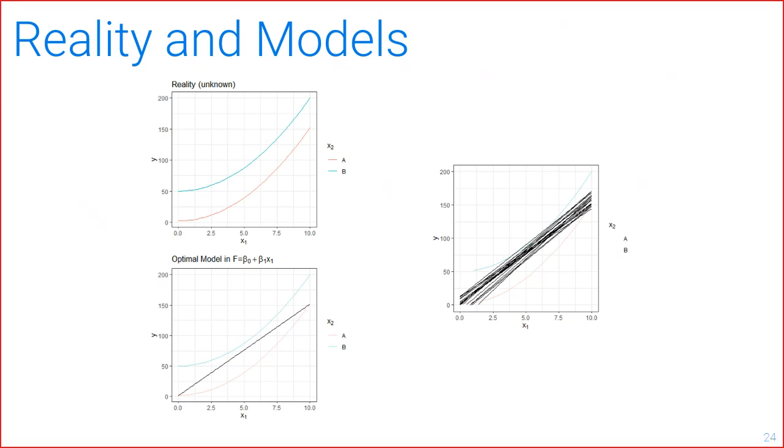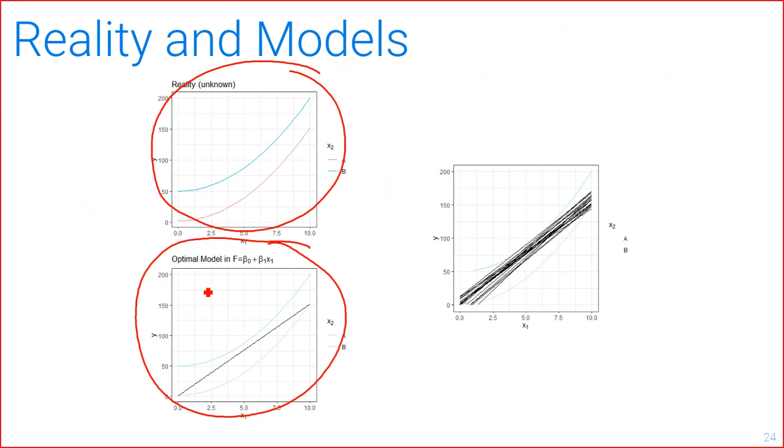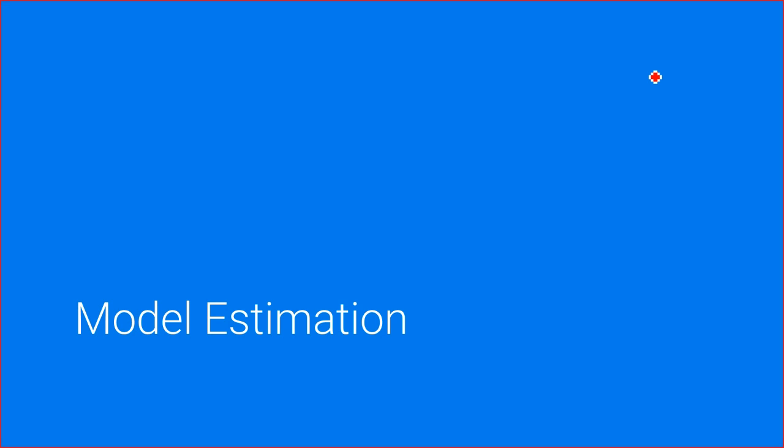So again, the point is, if this is reality, something that we don't know about, if this was the optimal model, something that, again, we don't know about, but we know it's not going to be aligned because we are assuming a linear model. The point is we can build many different models. Each of those lines is one valid model from the class. So how do we choose one? That is the point. Okay, we make the assumption. How do we actually choose the estimate? How do we choose f hat? That brings us to model estimation.